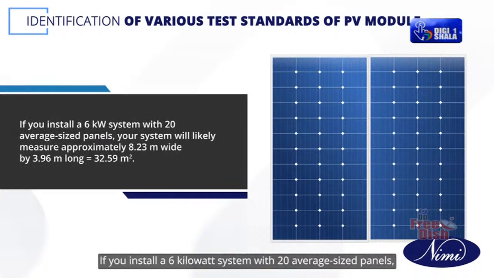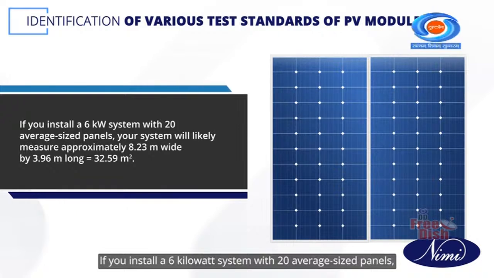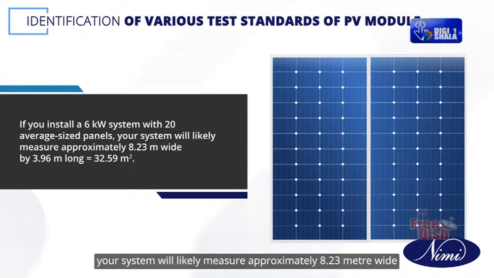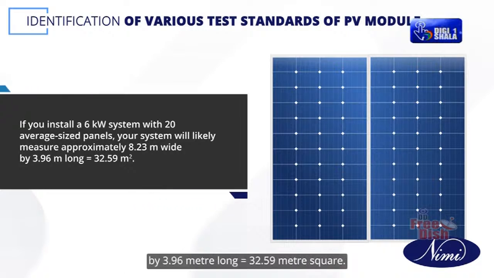If you install a 6 kW system with 20 average sized panels, your system will likely measure approximately 8.23 meter wide by 3.96 meter long, which is equal to 32.59 meter square.